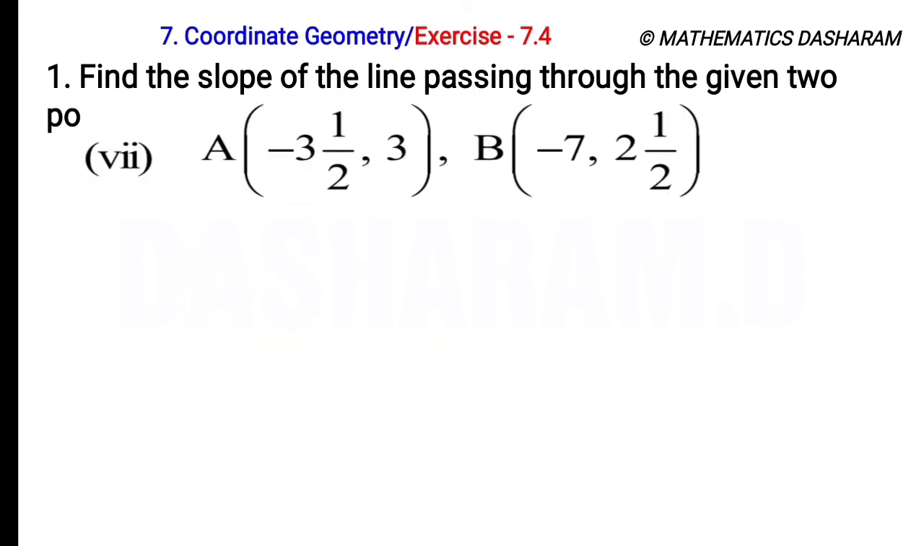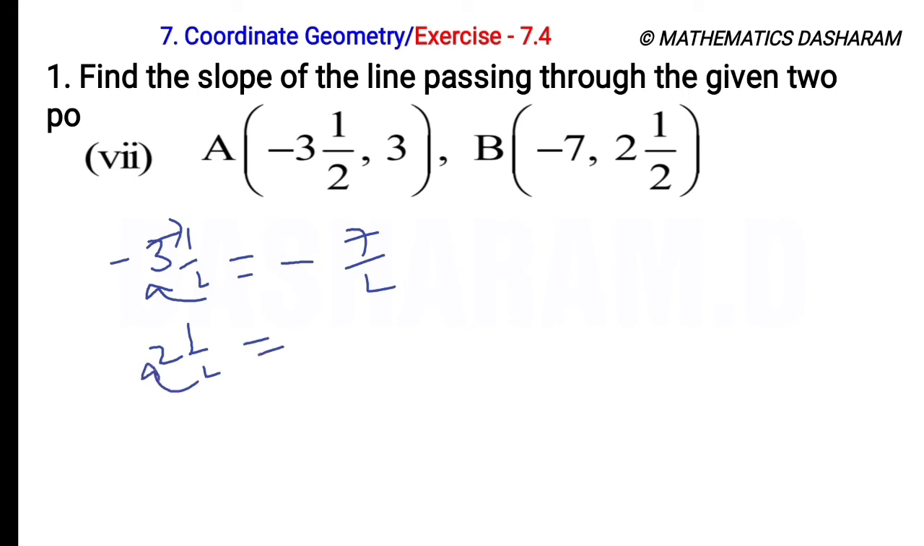Seventh question, the point A is minus 3 whole 1 by 2 comma 3. Point B is minus 7 comma 2 whole 1 by 2. So here minus 3 whole 1 by 2 and 2 whole 1 by 2 both are mixed fractions. Let's convert them into improper fraction form. So minus, 2 threes are 6 plus 1 is 7 by 2. Similarly 2 twos are 4 plus 1, 5 by 2. So minus 7 by 2, 5 by 2.